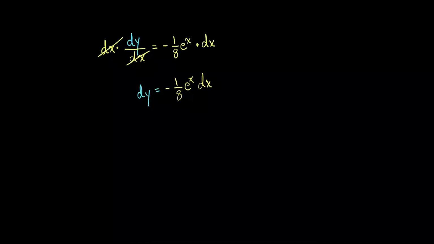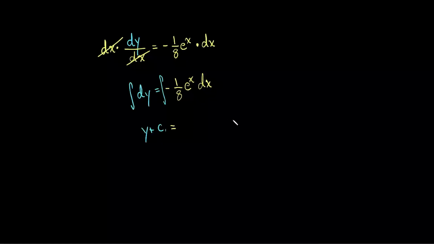From there, once we're able to separate a first-order differential equation, we have indeed verified that it is separable. We'd want to integrate both sides. So we integrate the left-hand side and the right-hand side. When we integrate dy, we're left with just y plus some constant c1. And when we integrate the right-hand side, we can pull this negative 1 over 8 out, and we're just left with the integral of e to the x dx.